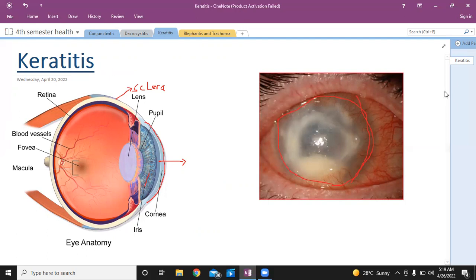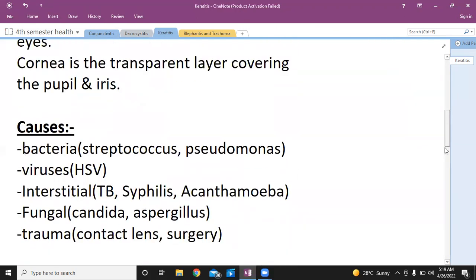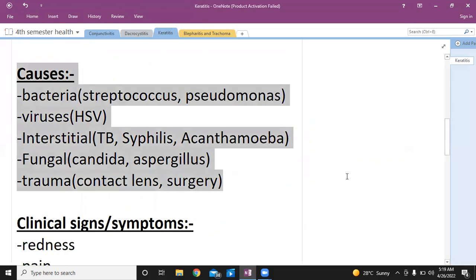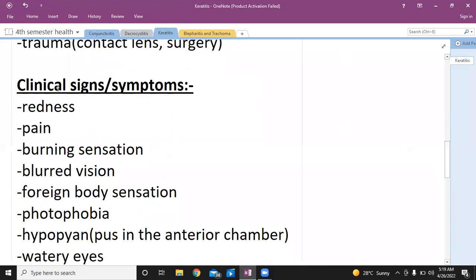And then there is this animated eye anatomy. Now we have just discussed the causes, and after the causes, we're going to discuss the clinical signs and symptoms. Okay, clinical signs and symptoms are very easy to remember. Some of the very consistent and very common signs and symptoms in all of the eye diseases: your eyes may be red. There may be pain because there is infection. There may be a burning sensation in your eyes. The patient may complain about a burning sensation in the eyes.